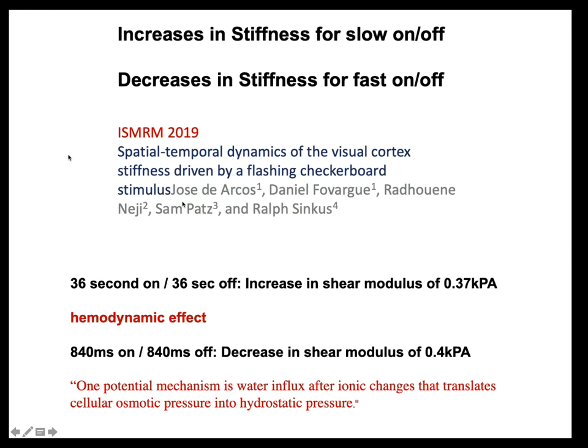So Sam Patz was his name. His group also showed a poster that claimed that with a slow paradigm, there's an increase in stiffness, or increase in the shear modulus. That's how they measure it. That's due to a hemodynamic effect. But with a very rapid on-off period, 840 milliseconds on, 840 off, and so on, he saw a rapid change in shear modulus. In his abstract, he says one potential mechanism is water influx after ionic changes that translate cellular osmotic pressure to hydrostatic pressure. So basically cell swelling again. He claims that maybe this rapid cell swelling, cells swell, contract and expand, might be causing the change in stiffness, which could be interesting.